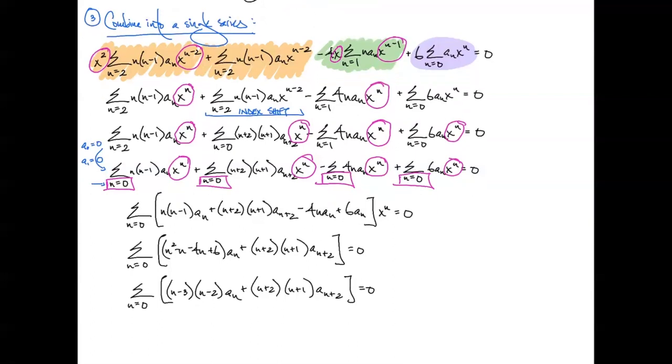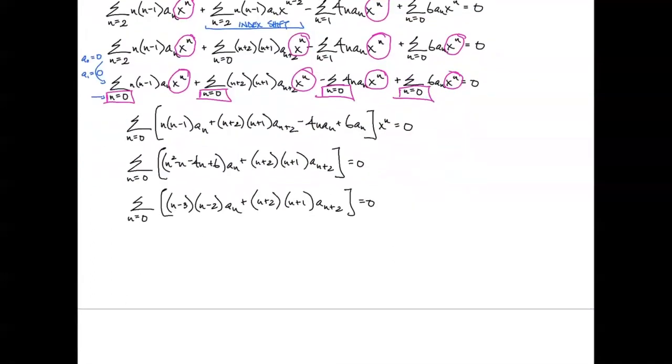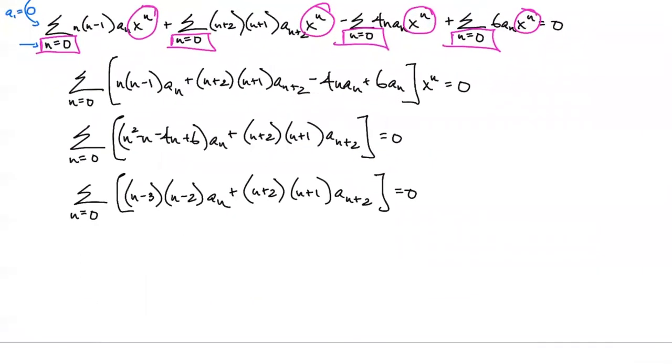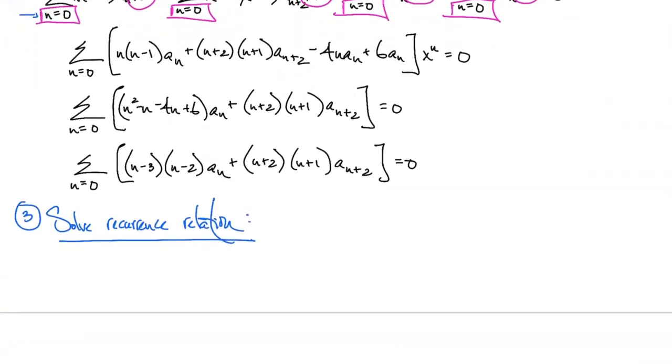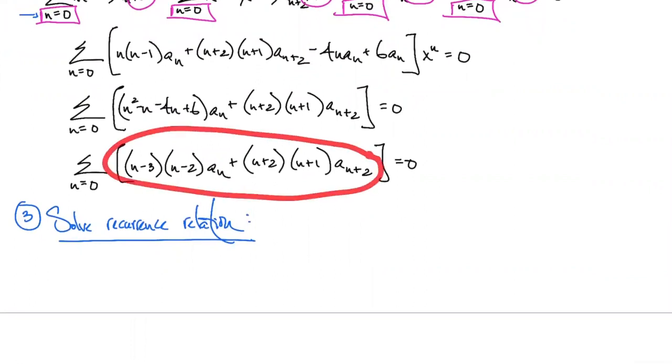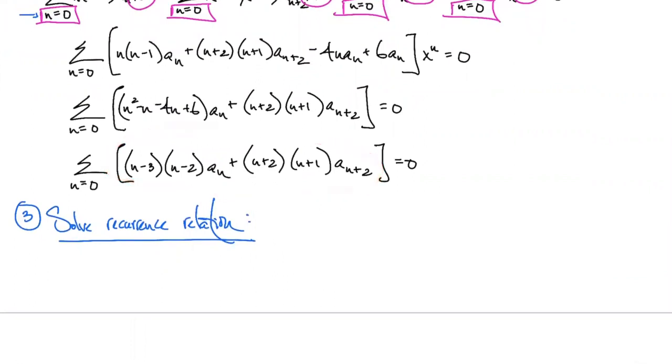All right, so I think we have just enough time to write down what our recurrence relation is, though we will probably not have time to solve this. Okay. So in this case, our recurrence relation is this clump right here. And I want to do the same thing I've done with the other ones, which is get that a sub n plus 2 by itself.